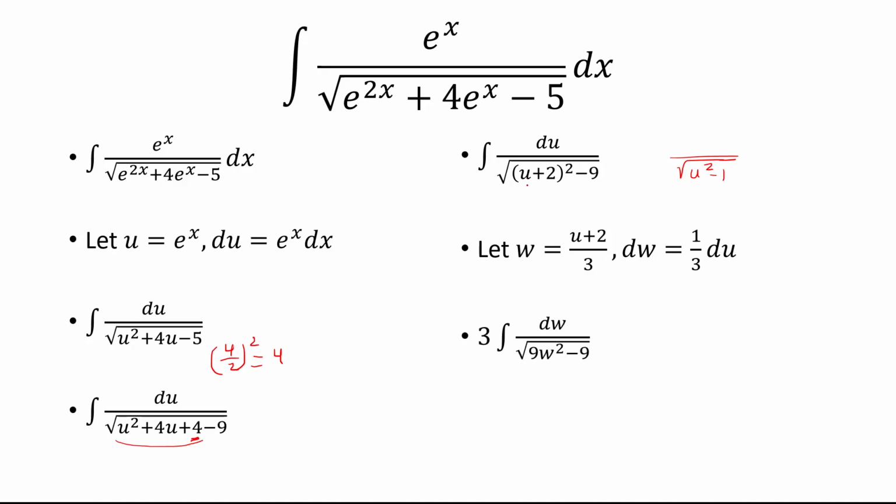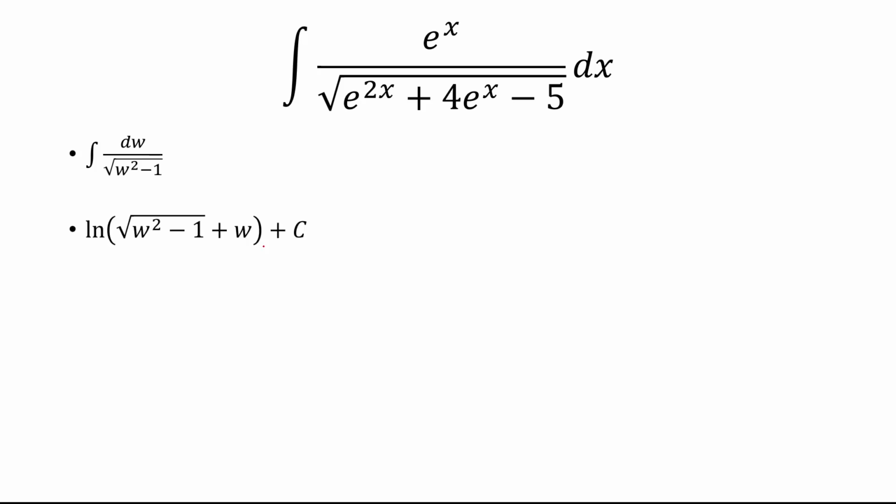And so this thing is 3w, and when we square it, we get 9w squared minus 9. And if dw is equal to 1/3 du, du is 3 dw. And we factor out the 3. And also we can factor out the 9. So when the 9 comes outside, it becomes 3, and that cancels with the 3 on the outside. So now we've got it in the form we want, and we can integrate this.